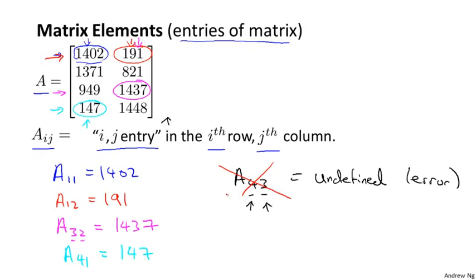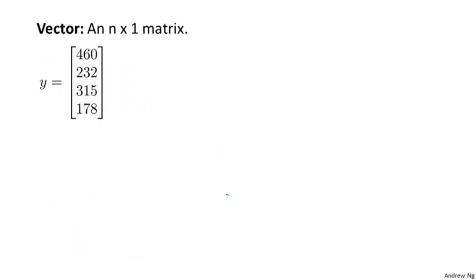Next, let's talk about what is a vector. A vector turns out to be a special case of a matrix. A vector is a matrix that has only one column. So if you have an n by 1 matrix, remember, N is the number of rows, and 1 here is the number of columns. So a matrix with just one column is what we call a vector.